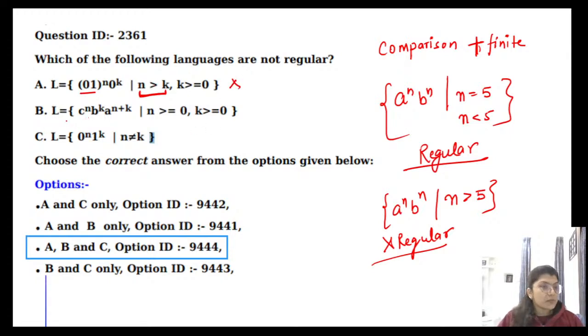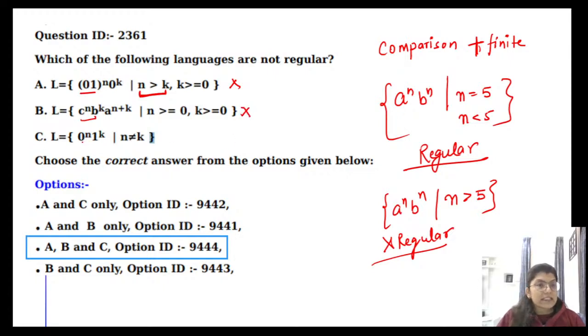Now let's see option number b. B is c raised to power n, b raised to power k. Okay, no problem up till here. Here is the problem, a raised to power n plus k. This means that the total number of times c and b occur, that many times a should occur. So again, this is a comparison and an infinite comparison. So this is also not regular.